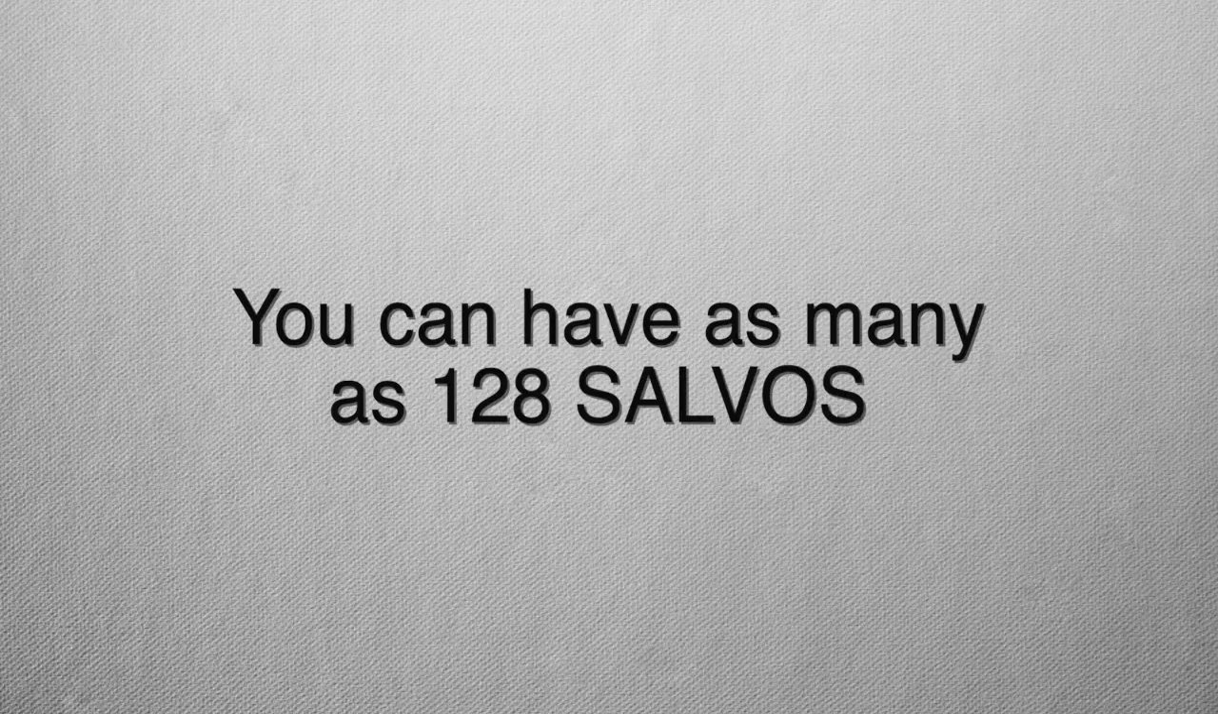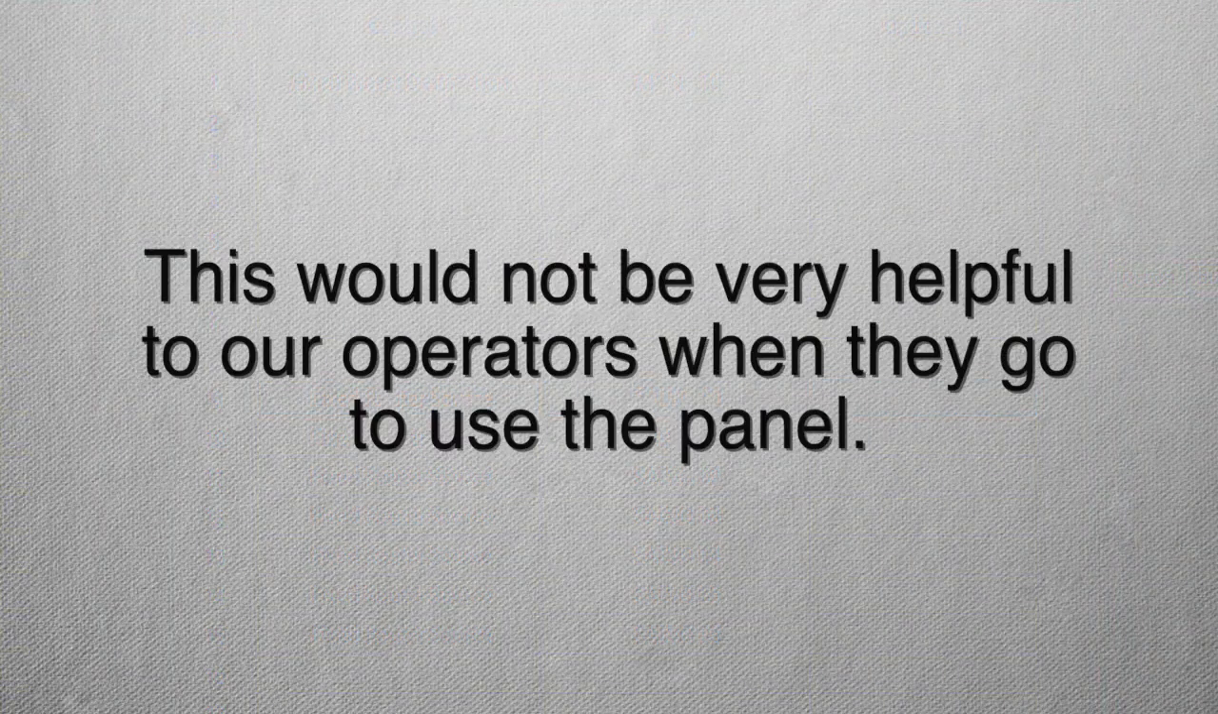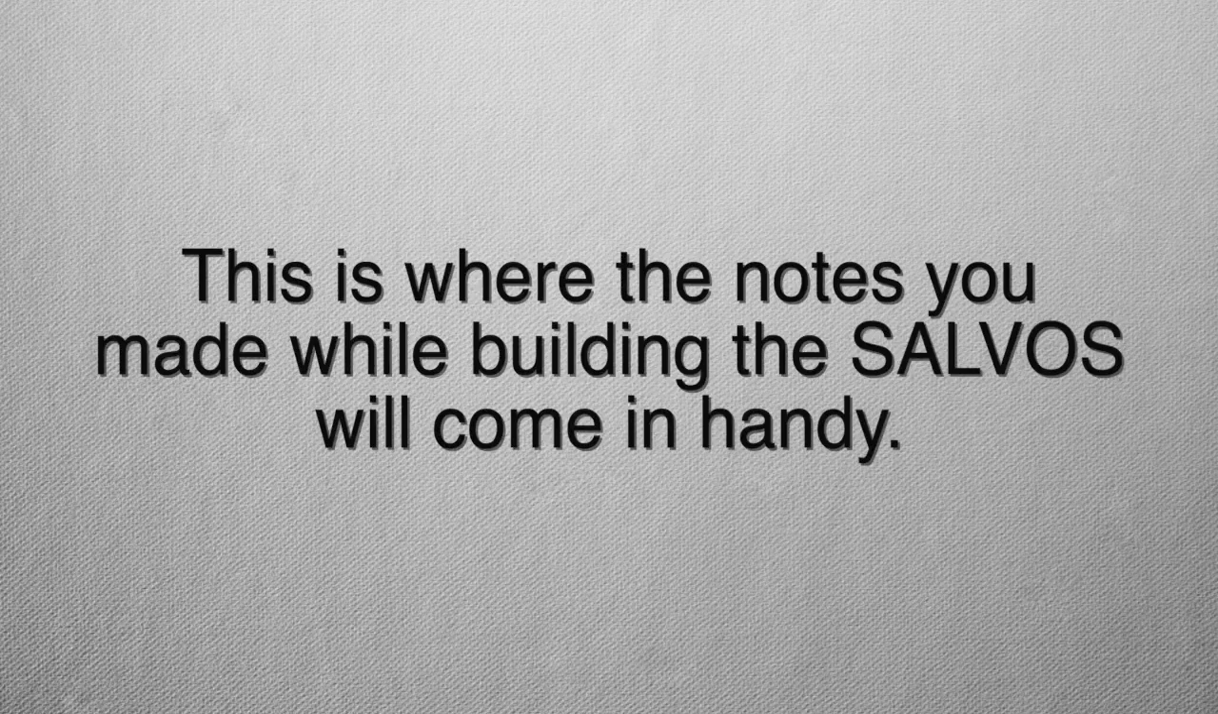You can have as many as 128 Salvos. The Salvos in the partition in the middle of the screen will simply be labeled Salvo 0 through Salvo 127. This would not be very helpful to our operators when they go to use the panel. So instead, we will use custom text for each Salvo. This is where the notes you made while building the Salvos will come in handy.